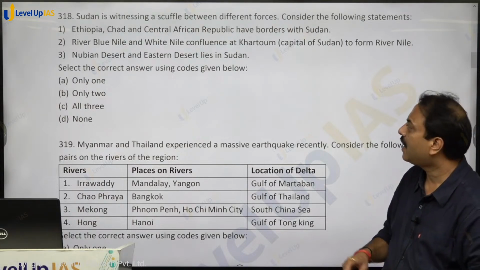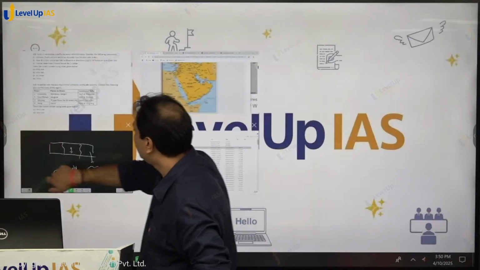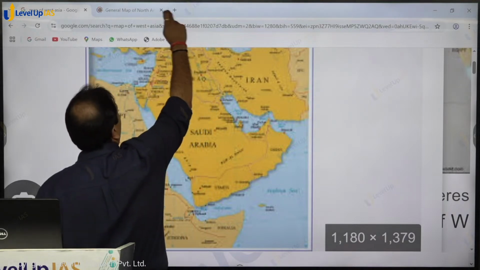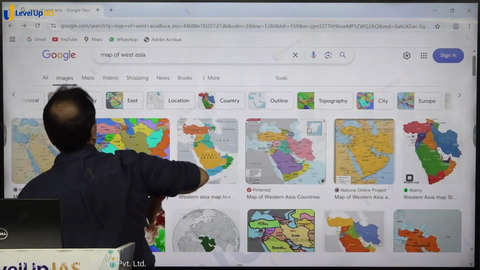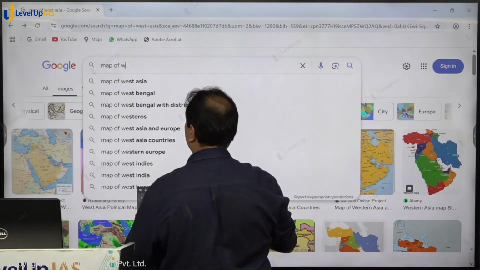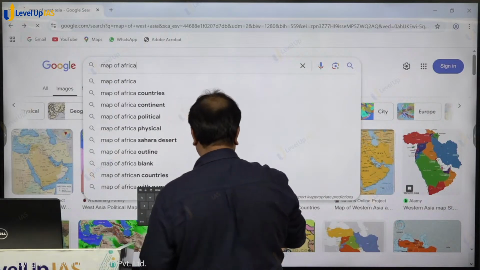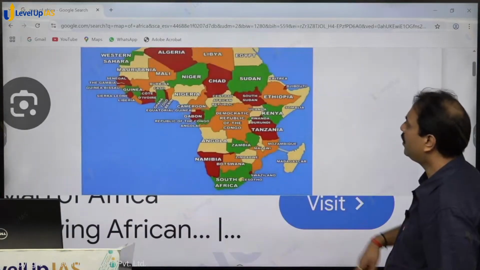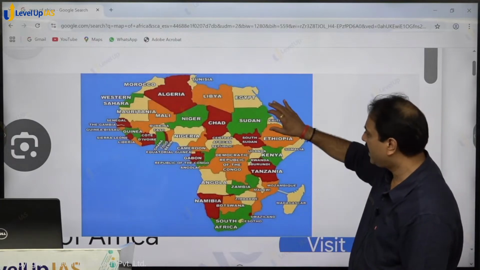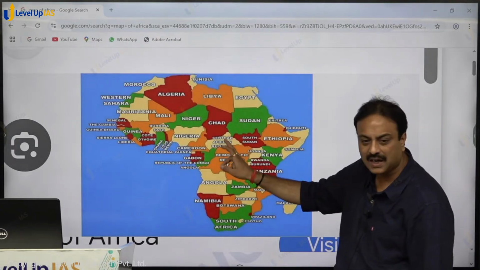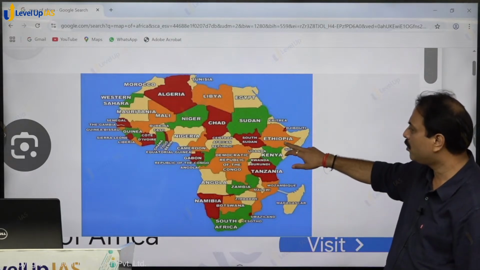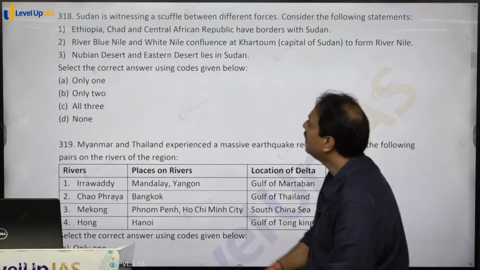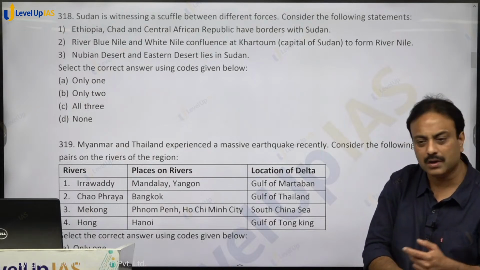Ethiopia, Chad and Central African Republic are having borders with Sudan. Have a look. Sudan over here has borders with Egypt, Libya, Chad, Central African Republic, South Sudan, Ethiopia, Eritrea. Right? Now have a look at the question. So Ethiopia, Chad, Central African Republic, yes or no? All three countries are having border.